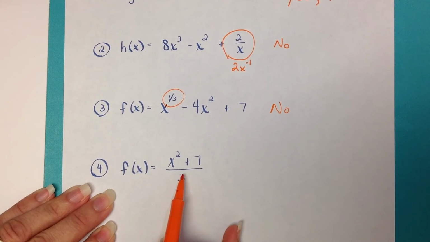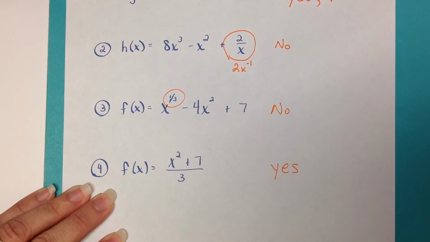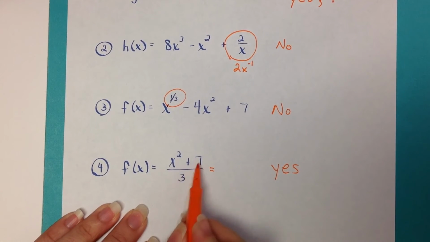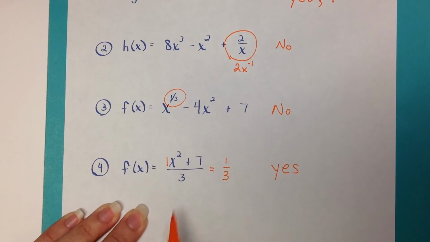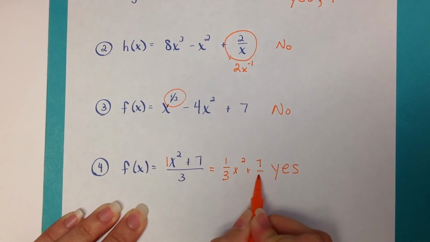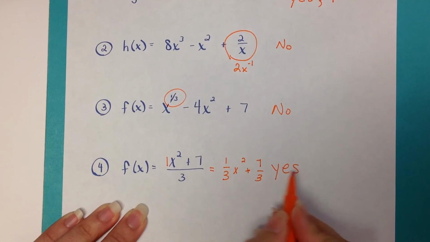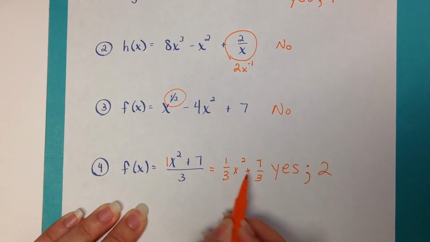Now, this one is yes, even though it doesn't look like what you're used to seeing, because I could actually rewrite this. If you split it up, I could have 1/3, of course, the 1's understood to be there, 1/3 x squared plus 7/3. Okay, so this is just my constant. You can see right here, my exponent is a non-negative value. So this is yes, it is a polynomial, and its degree would be 2.